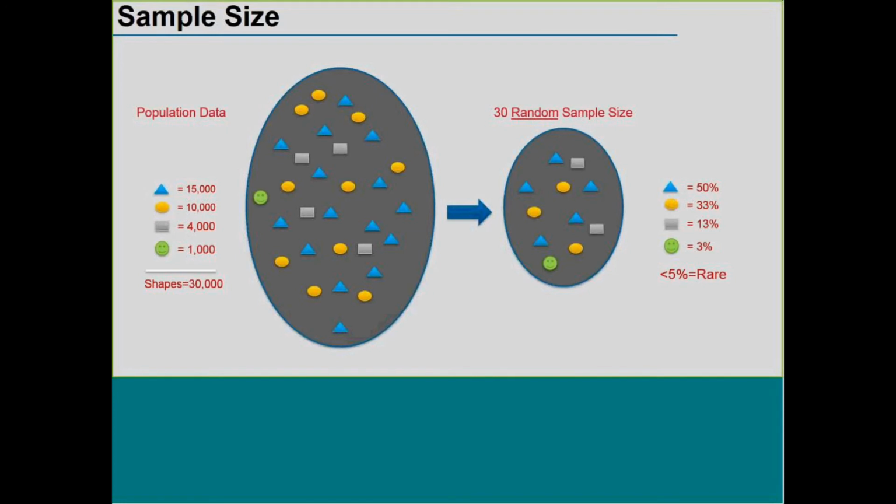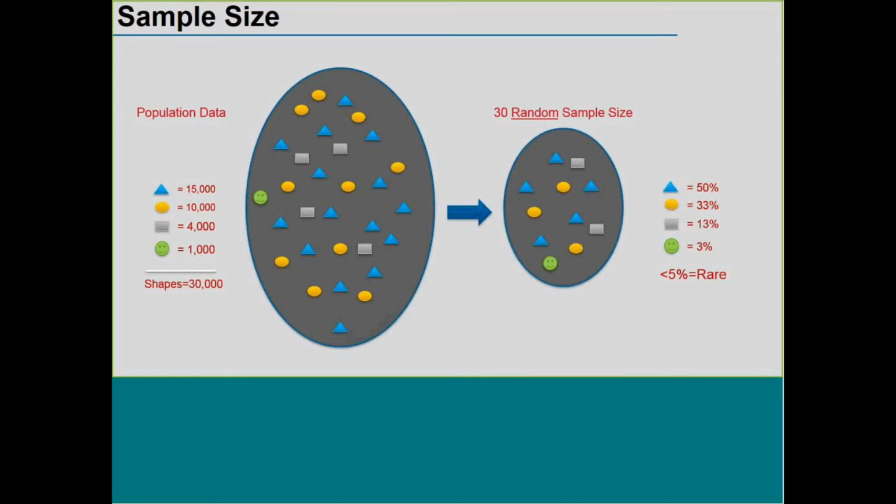13% of the time, a gray square, and 3% of the time, a green happy face. Now, we do have a definition here, and that definition is rarity. When we're taking on a process improvement project, we do not want to focus on things that rarely happen, but it's important for us to define what rare means. Statistically, if an event occurs less than 5% of the time, it is a rare occurrence. When we're taking on a process improvement project, we don't want to tackle these rare things first.